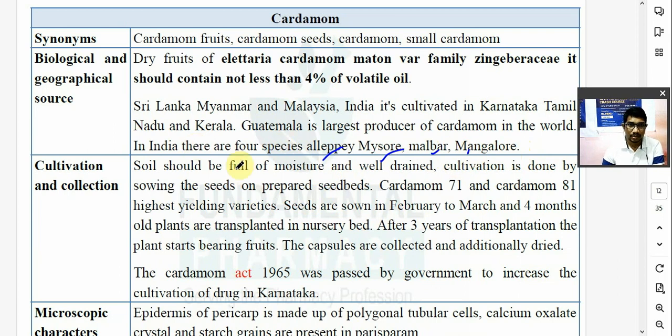Okay? So जैसे बोला मैंने, साउथ इंडिया में इसका cultivation होता है. Cultivation and collection are important for this drug. The soil should be full of moisture and should be well drained. Cultivation is done by sowing the seeds. Okay? Cultivation is done by sowing the seeds on prepared seed beds.